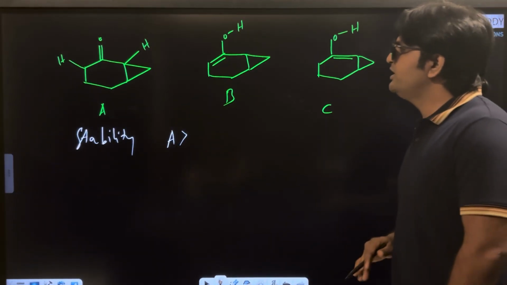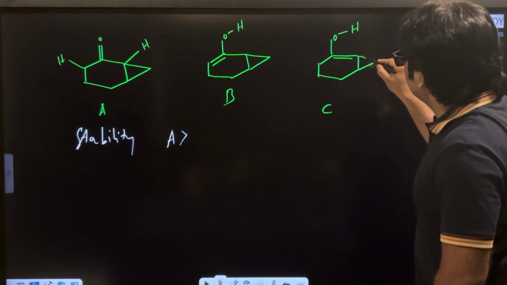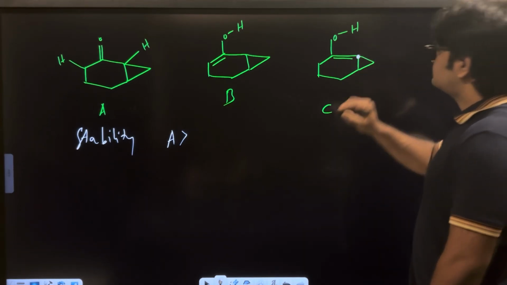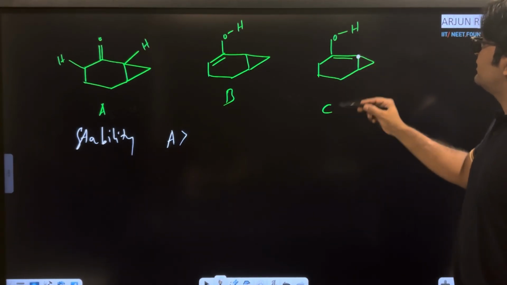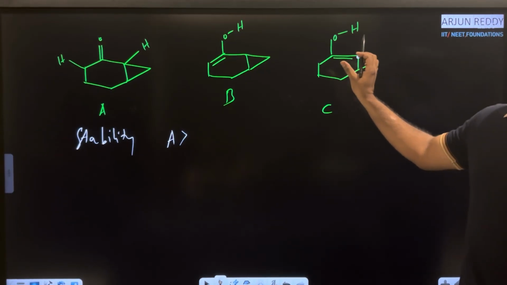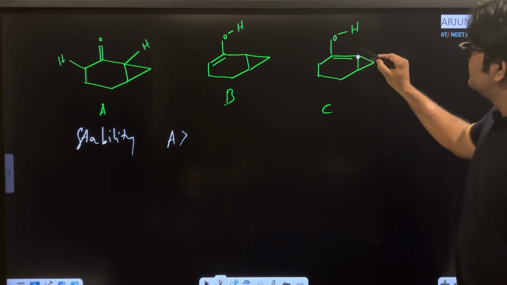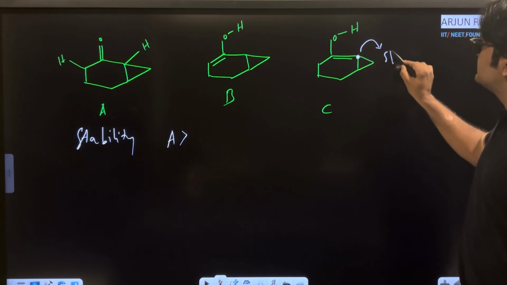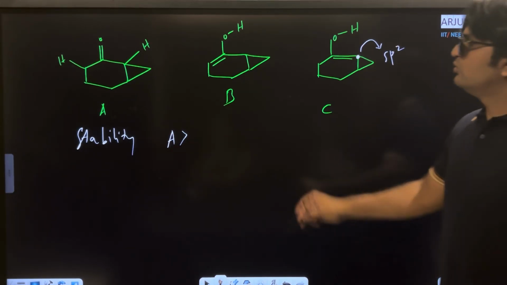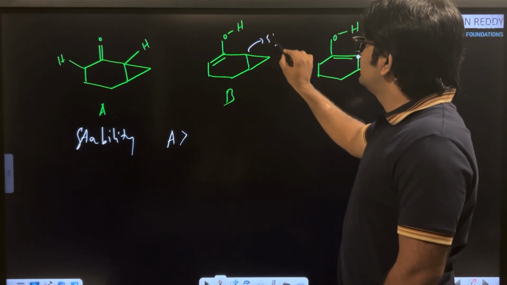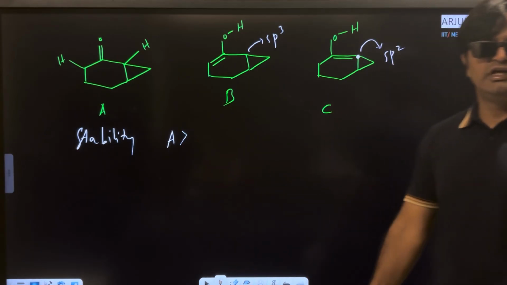Now, in the case of B and C, look at this carbon atom. Around this carbon atom, what is the bonding situation? Yes, there is a double bond. This carbon is expected to be what? What is the hybridization? sp2. Here, what is the hybridization? sp3. Clear?